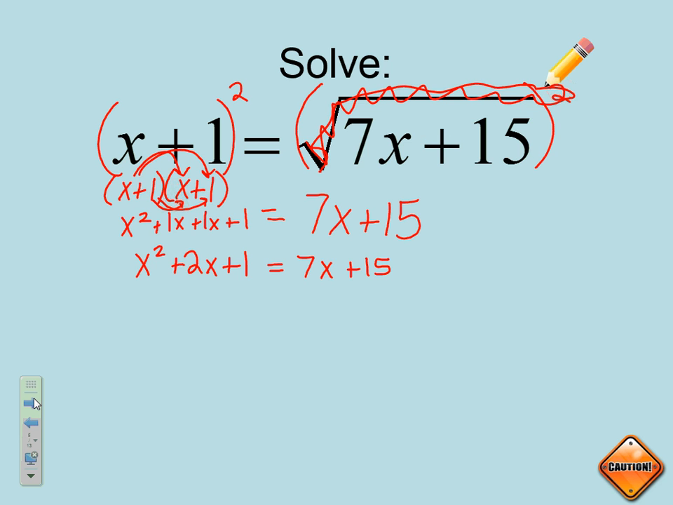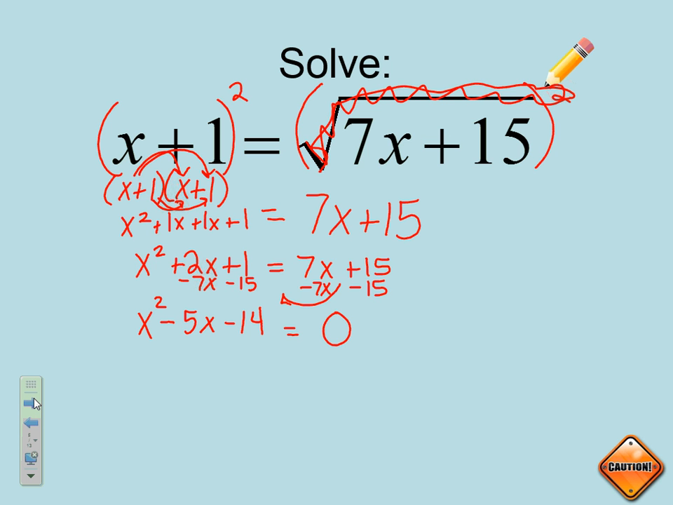Remember, when we have an x squared term and an x term, there's a pretty good chance we have to factor in order to be able to solve this guy. So we're going to bring these terms over there to hang out with the rest so I can see what I'm looking at here. So I'm going to subtract 7x, and I'm also going to subtract the 15. So I have a 0 over here, x squared, negative 5x, and negative 14.